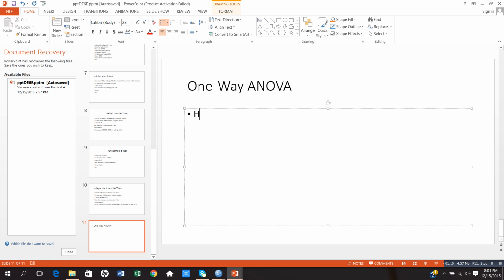The null hypothesis is that the mean of group 1 is equal to the mean of group 2 is equal to the mean of group 3, and the alternative hypothesis is that at least one mean is not equal to the other means. There is at least one mean which is different than the other two means. So we say all means are not equal to each other.